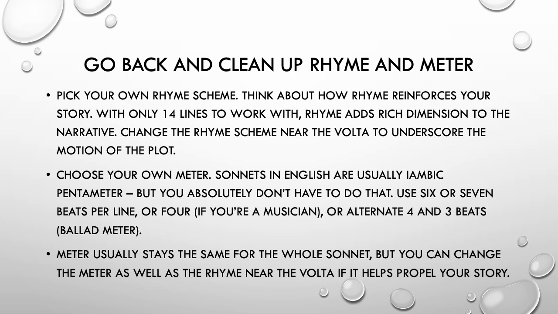You can use 6 or 7 beats per line, like the French and Italian do. You can use 4 beats if you're a musician and counting things in 4s or 8s makes more sense to you. You can alternate 4 and 3 beats, which is called ballad meter. It's kind of a sing-songy meter that you will recognize from many nursery rhymes you were read as a child. Meter usually stays the same for the whole sonnet, but there's no sonnet police here, and you can change the meter as well as the rhyme near the volta if that helps to propel your story. Think about making the lines in the sestet shorter so they race even faster.